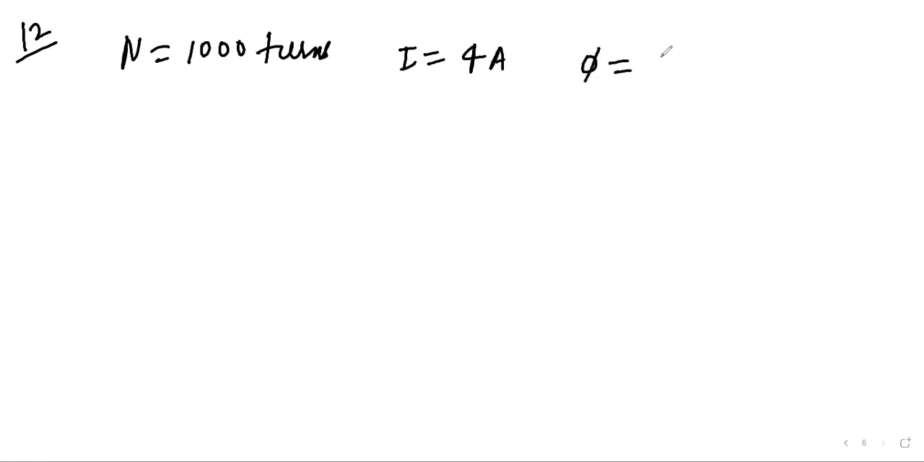Now see the question number 12. A long solenoid has 1000 turns. So N is given, that is 1000 turns, right? When a current of 4 ampere is flowing through it, the magnetic flux linked with each turn is given, that is 4 into 10 raised to the power of minus 3 Weber. Right, the self-inductance of the solenoid you have to calculate.